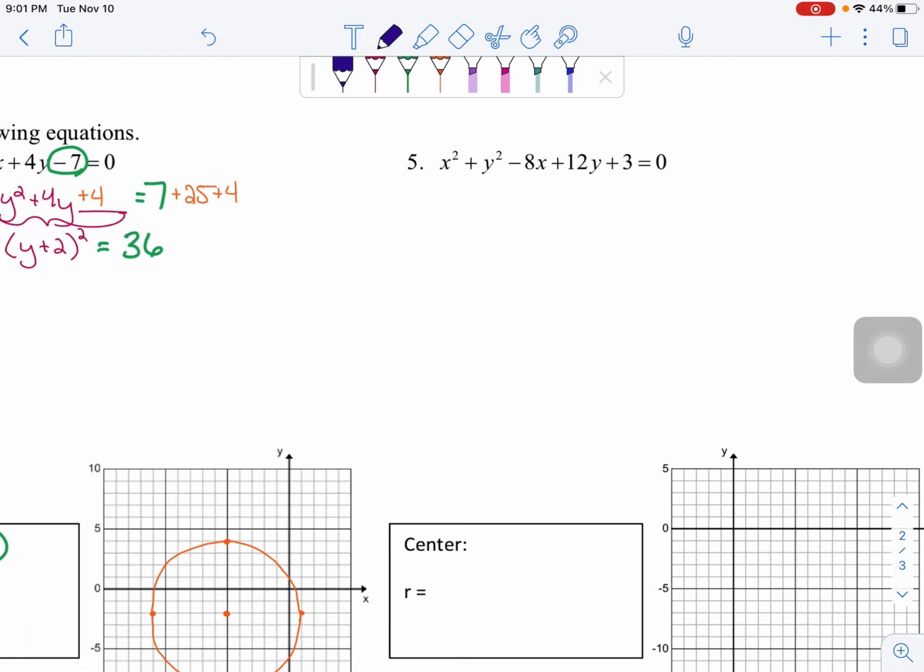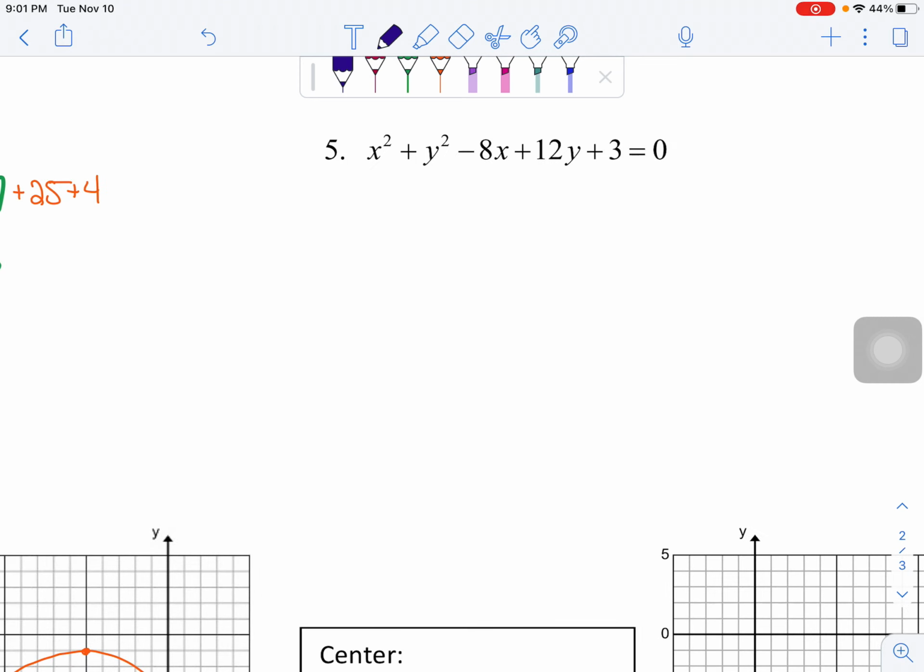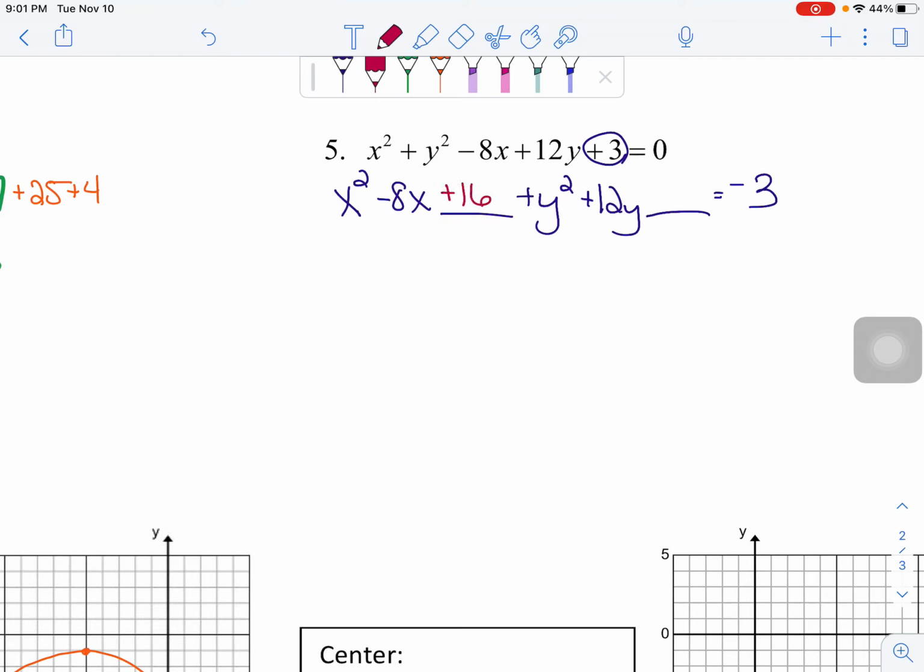All right, problem number 5 is the exact same process. We've got this general form that needs to get converted to standard form. So x squared minus 8x, leave a little space. We've got y squared plus 12y, again, a little space to complete the square. And the +3, when it moves over to the right, becomes -3. Let's see, what will complete the square for x? Well, half of -8 is -4. -4 squared is +16.